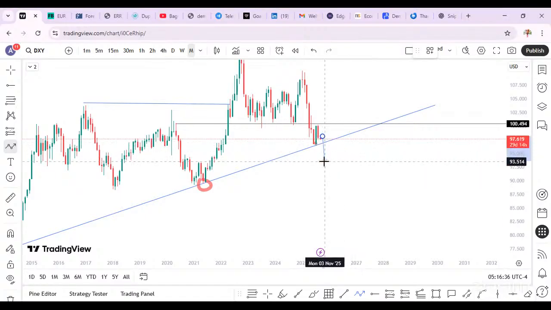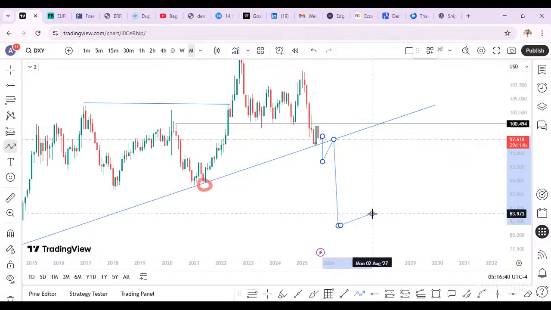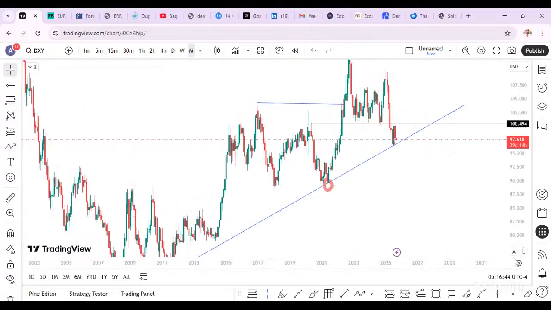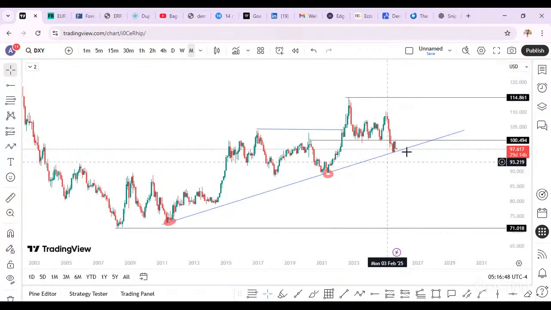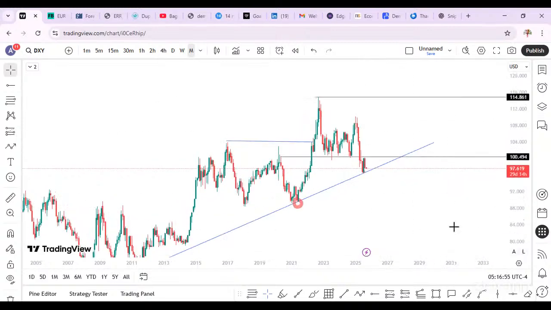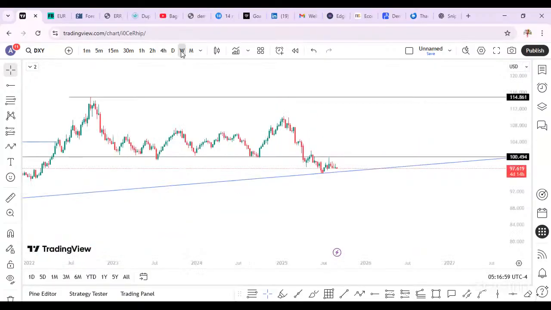If this guy breaks here, then this guy can come. That would be very bearish for dollar, right? So whatever makes dollar close below this trend line on monthly basis or weekly basis, that may be bad for dollar. So let's now drop to weekly.